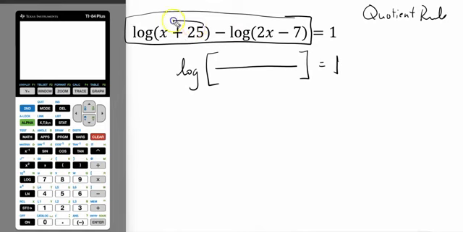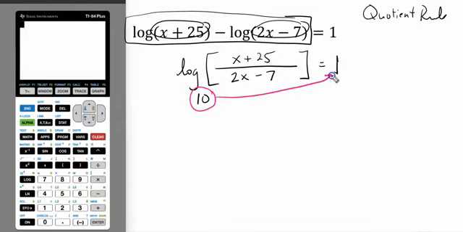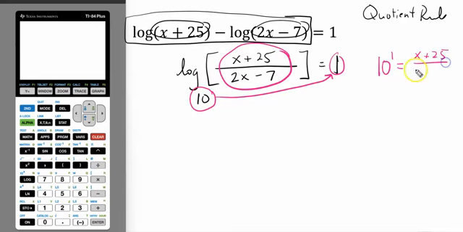And so you take them as they come. This will be the numerator, and that will be the denominator. Again, since it's log by itself, we know that the base is 10. Now I can convert that into exponential form. So I'm going to have 10 to the first power is equal to the argument. So the argument is everything inside there. Okay, so let me write that out here. So 10 to the first power is just 10.